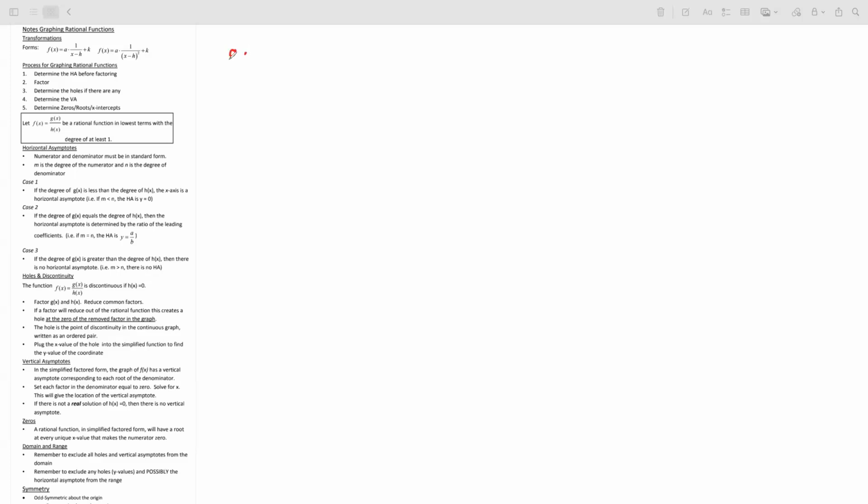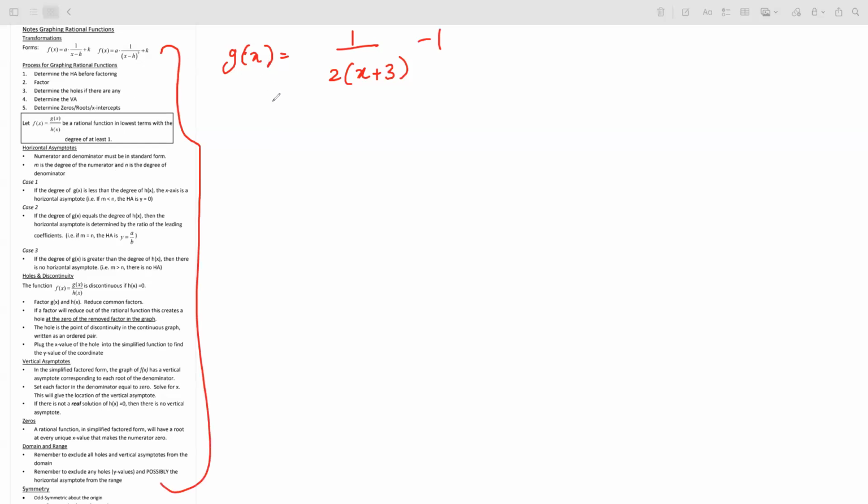Okay, how about this? G of x. These are all easy functions which we are discussing, but the problem comes when we go to complicated functions. I want to follow this process. Now, this one is again a simple function, but plotting is going to be a little different.